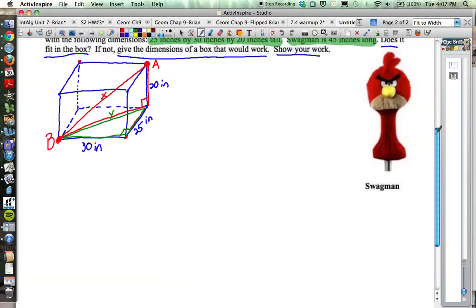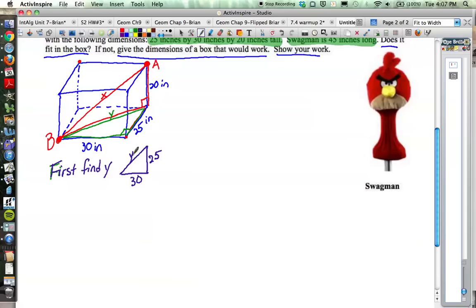So first I'm going to find y. I'm going to use a different color, it's easier to see here. So first, find y. And y is going to be the hypotenuse of this green triangle right here along the bottom, that is 25 inches and 30 inches, and then y is the hypotenuse.